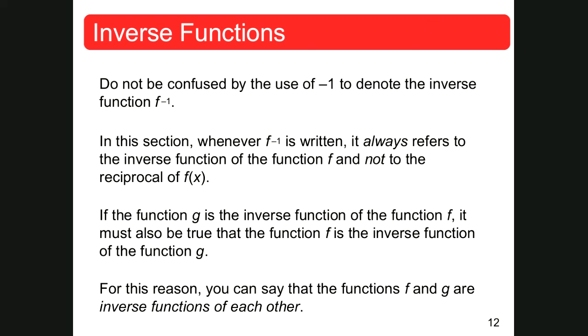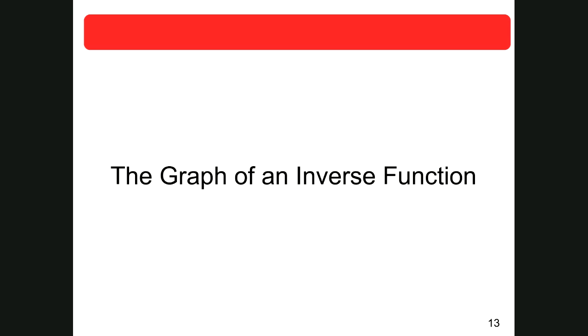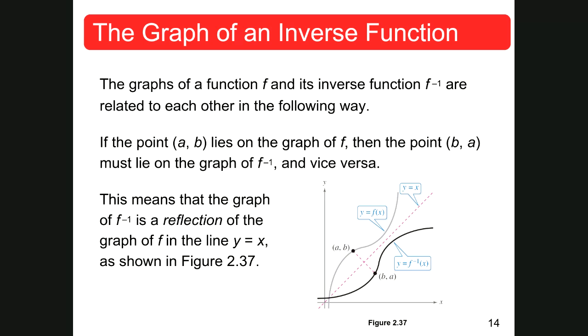Okay. So now they're just talking about the -1. When you write it this way, this f to the -1 power just represents that it's an inverse function, that's what you're dealing with. The graph of an inverse function. The graphs of a function f and its inverse are related to each other in the following way. If the point AB lies on the graph of f, then the point BA lies on the inverse. We talked about that. This means that the graph of f inverse is a reflection of the graph of f along the line y is equal to x, and that's this line right here. Okay?